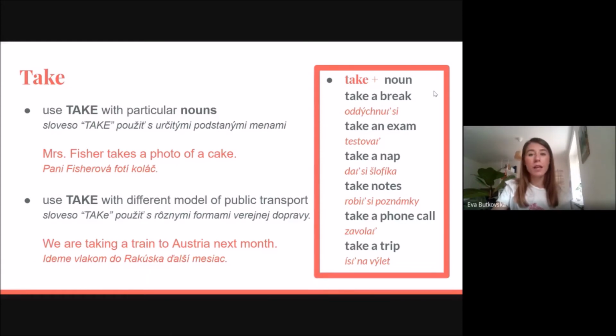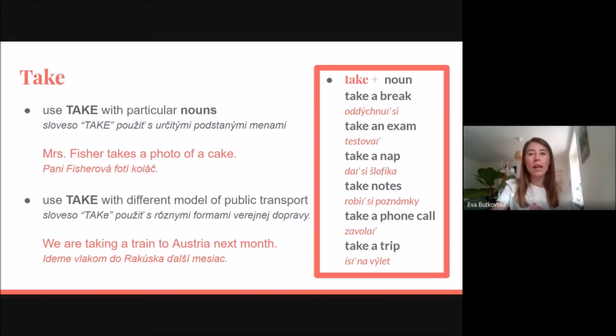Take a break. I'm very tired. I need to take a break. Take a break, it's a verb itself. Or take an exam. Next month, I'm taking 4 exams. Take a nap. It's to have a quick sleep in the evening or in the afternoon.